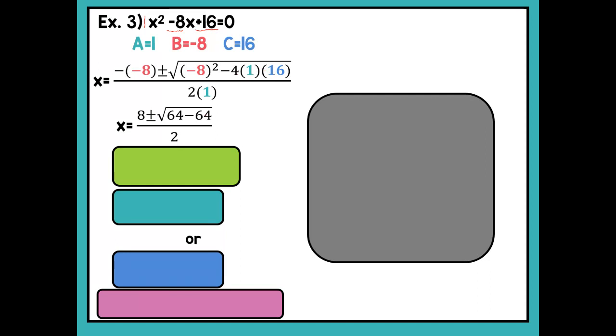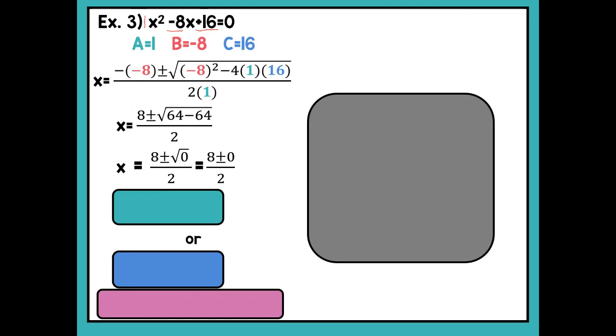So what do you think is happening here? What do you see? Is this going to be the no solution? Is this going to be the one solution? Let's keep simplifying to find out. So we go ahead and subtract. 64 minus 64 is 0. The square root of 0 is 0.